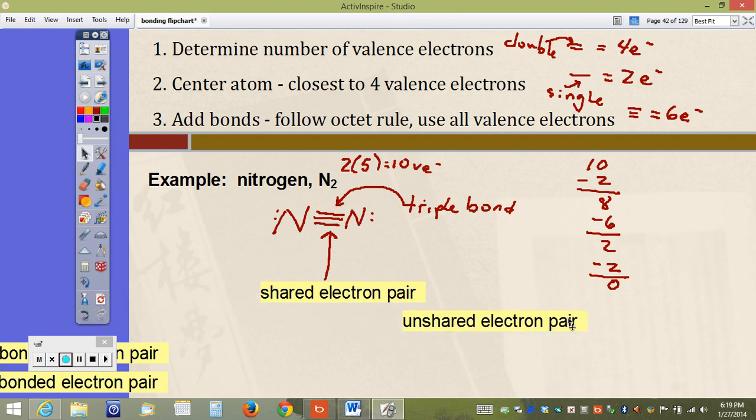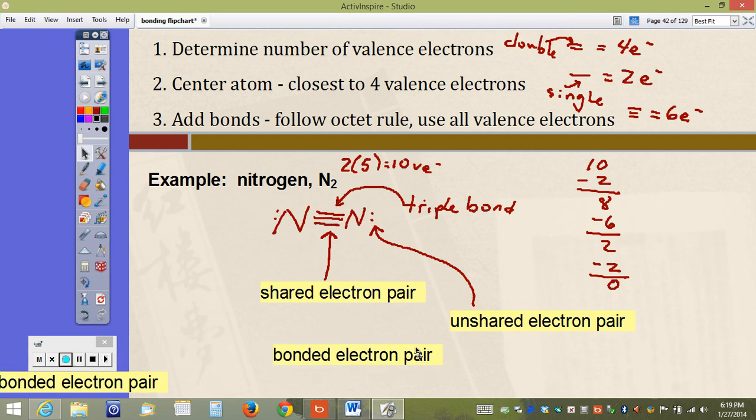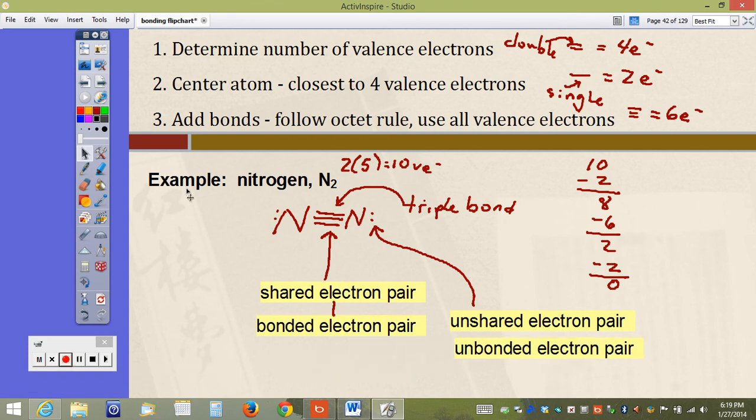However, over here, unshared electron pairs are electron pairs not in a bond. This is an example of an unshared electron pair. That would be another one. Likewise, you can also call them bonded electron pairs. Shared electron pairs can also be called bonded electron pairs. Likewise, unshared electron pairs can also be called unbonded electron pairs because they're not in a bond.